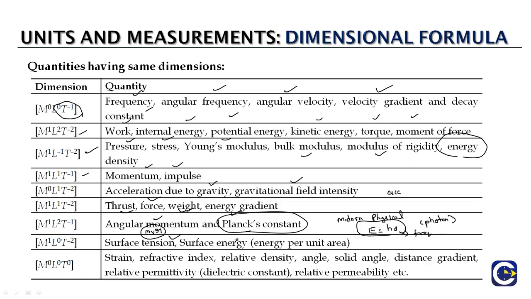Surface tension as well as the surface energy per unit area, they both will have the same dimension of MT^-2. And strain, refractive index, all the relative terms, relative density, relative permittivity, relative permeability, and plane angle, solid angle, distance gradient, all these are actually dimensionless quantities. So they don't have any relation to mass or length or time. So these are some of the quantities which have the same dimensions.